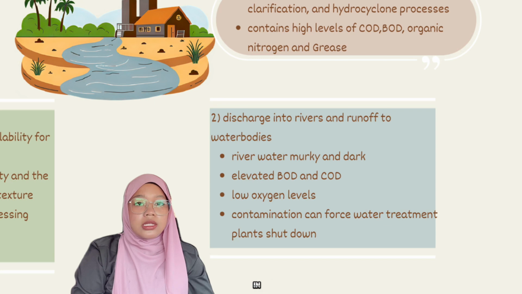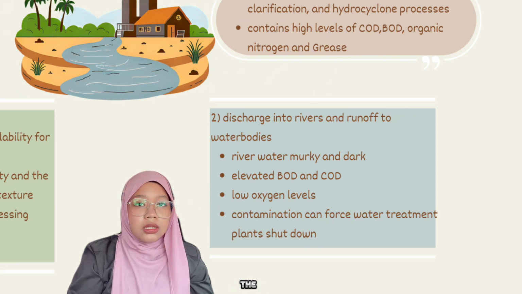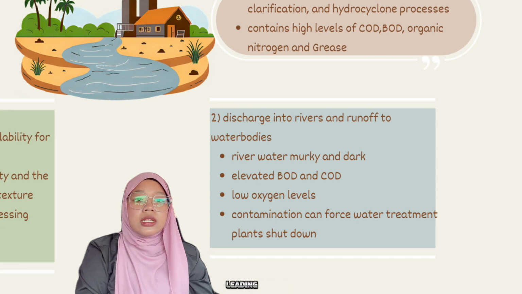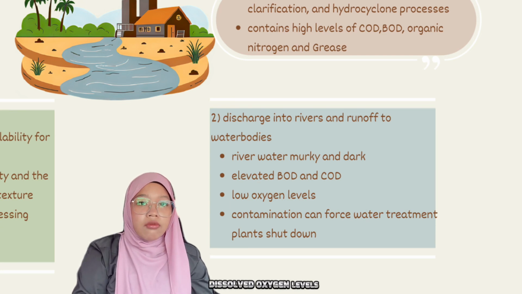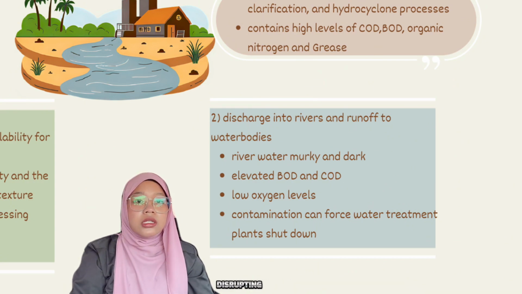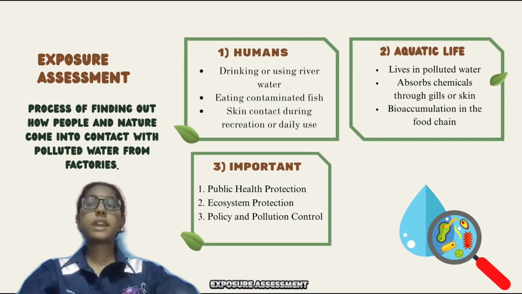POME also raises the BOD and COD in the water. This means more oxygen is used up to break down pollutants, leading to lower dissolved oxygen levels. With less oxygen available, aquatic life such as fish struggle to breathe and may even die, disrupting the entire aquatic ecosystem. In severe cases, water treatment plants may have to shut down because of pollution, which disrupts the supply of clean water.